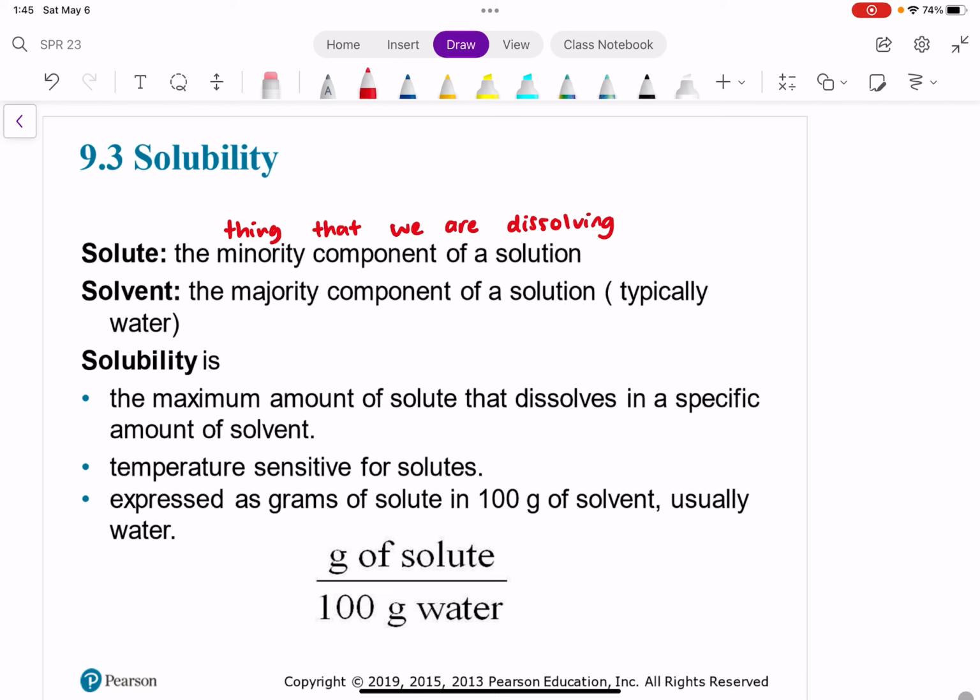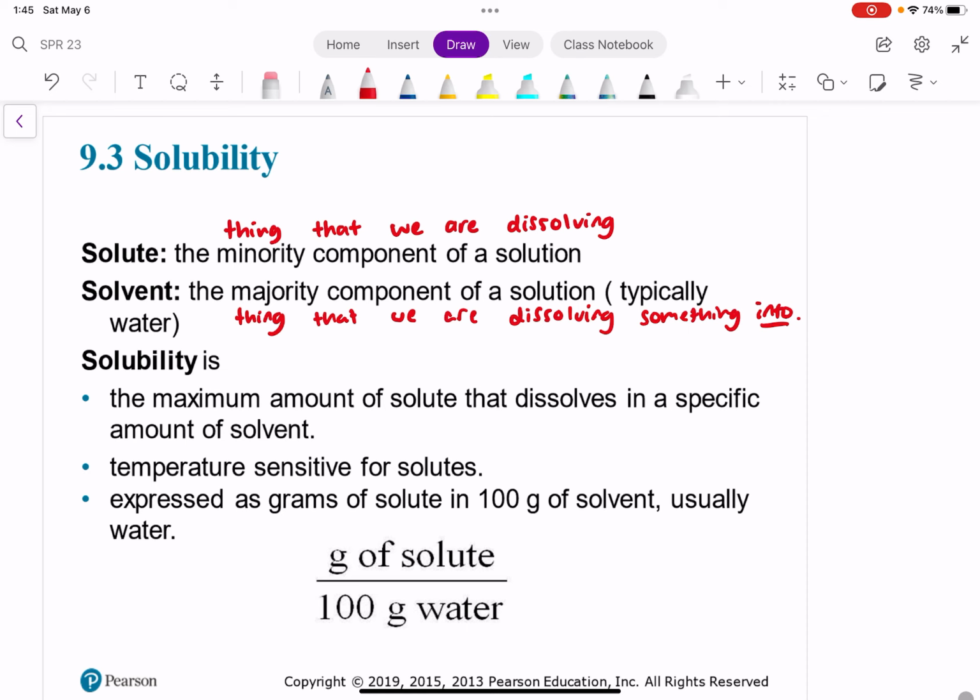And a solvent, the way I like to think of that is the thing that we are dissolving something into. So solvent, the thing that we're dissolving something into.